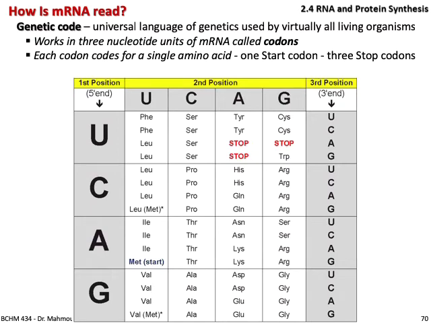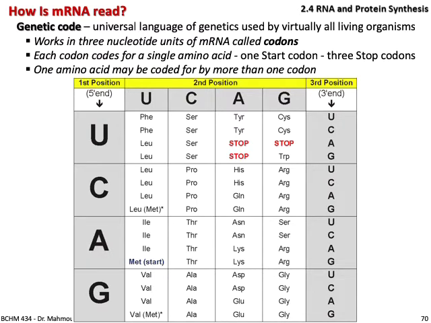How is messenger RNA read? Actually, the genetic code. It's a universal genetic code used by all living organisms, and as you know, it works in 3 nucleotide units called codons. Each codon codes for a single amino acid. There is as well 1 start codon and 3 stop codons. You can see from the table.